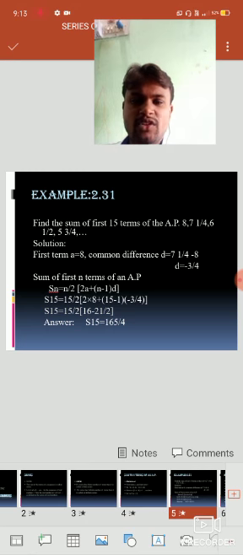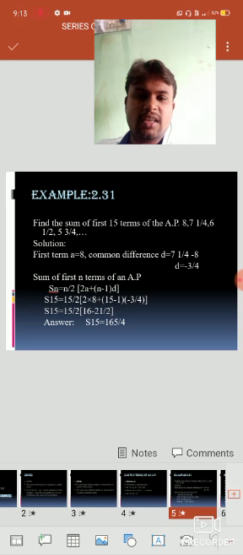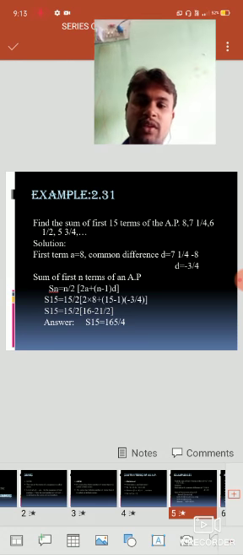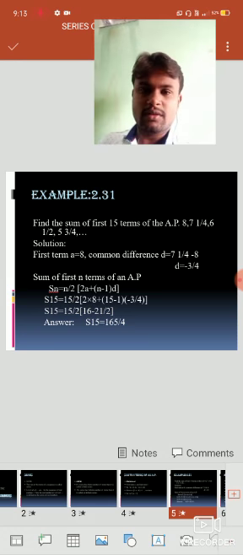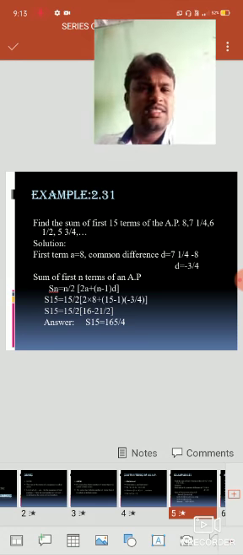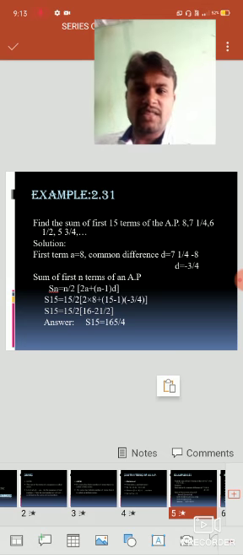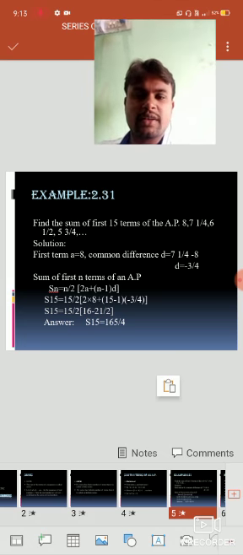Find the sum of the first 15 terms of the arithmetic progression 8, 7, 7 1 by 4, 6 1 by 2, and 5 3 by 4. The sum of the first 15 terms means the series of the arithmetic progression. We know that Sn is equal to n by 2 into 2a plus n minus 1 into d.